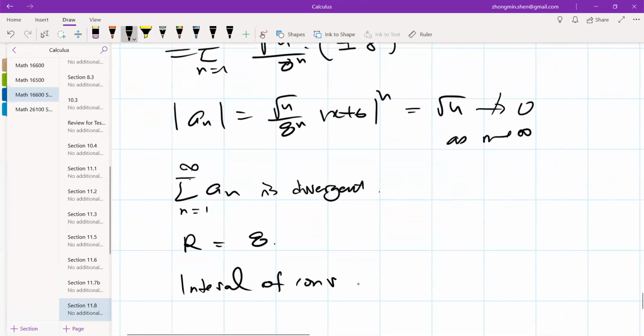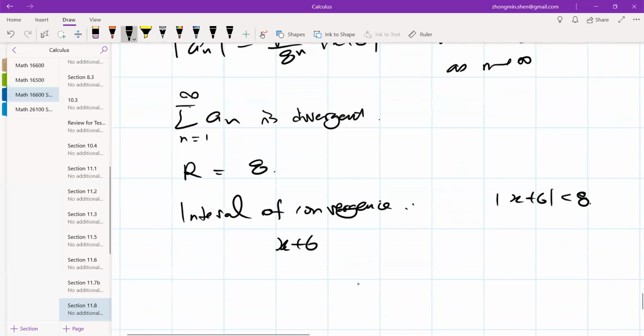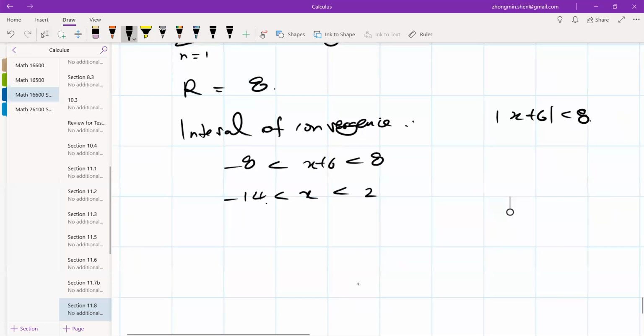The interval of convergence is just the absolute value of x plus 6 strictly less than 8. That's it. So you can solve this: x is less than 2 and greater than negative 14.